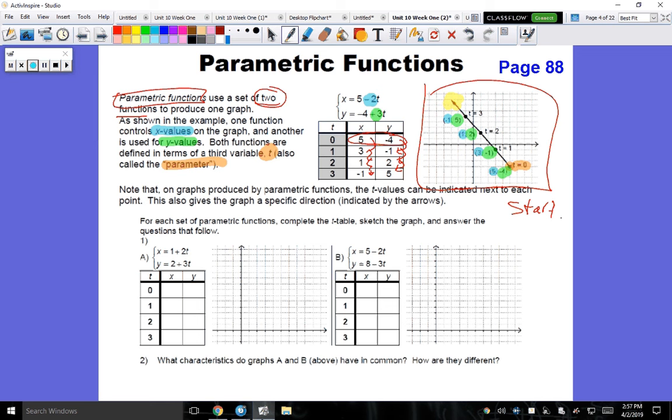So let's go ahead and move on to number 1. It says, note that on the graphs produced by parametric functions, the t values can be indicated next to each point. You see t is equal to 0, 1, 2, and 3.